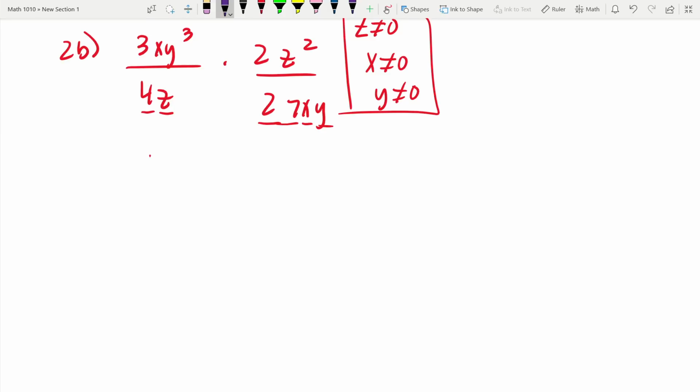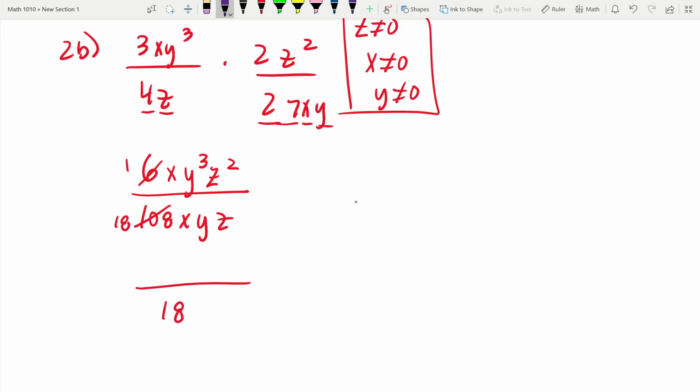So I'm going to go 3 times 2 is 6. You have an x, you have a y to the third, and you have a z to the second. On the bottom, 27 times 4 is 108. Then you have an x, a y, and a z. Let's see if 6 goes into 108. It does. So 6 goes into 6 once. 6 goes into 108 18 times. So on the bottom, you have an 18.